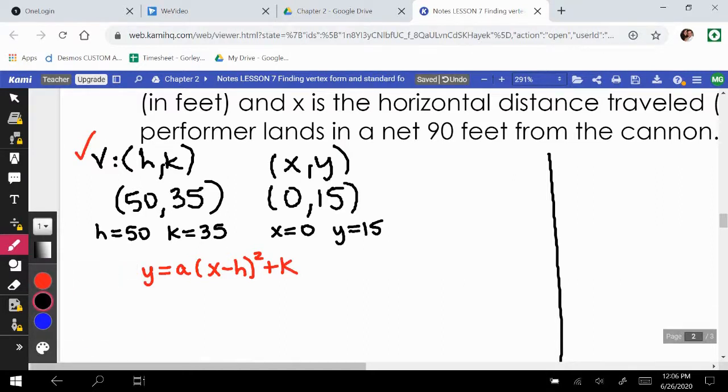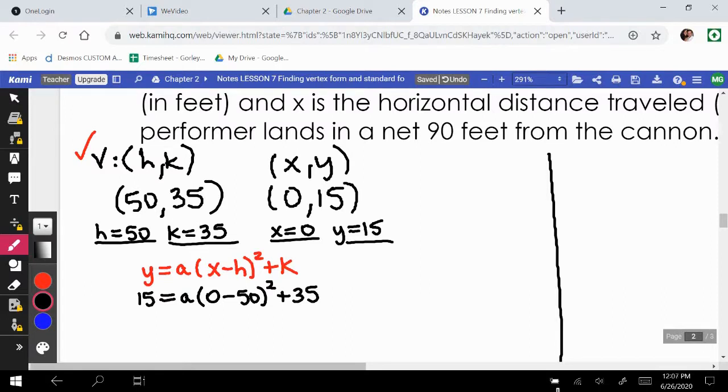What was y equal to? Y was equal to 15. Do I have something to replace a with? No, so I'm just going to leave it a. What's x equal to? X was equal to 0, right? So I plug that in, minus h. H is 50, plus k, and k was 35. Okay, so you can see that I've got a left over here.